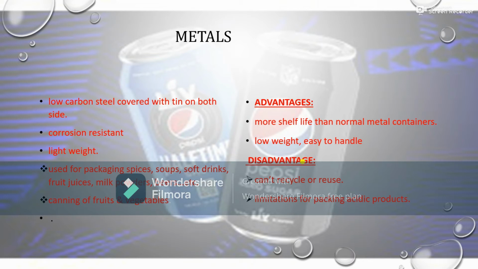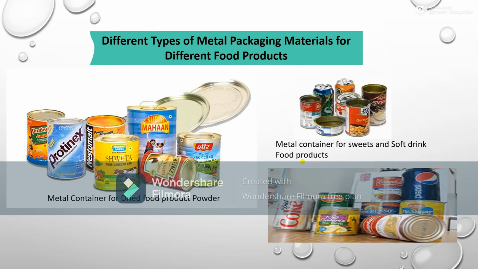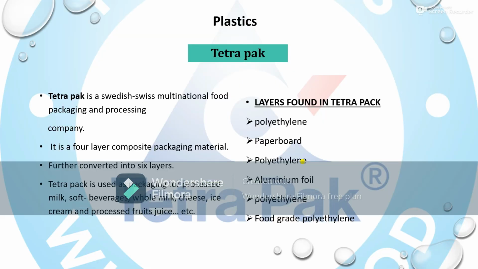What are the advantages of metal packaging? More shelf life. It has more shelf life than other packaging materials like plastic. It is low in weight, easy to handle. It cannot be used for acidic food. There is a limitation for acidic products because acid reacts with the metal. Different types of food have different types of packaging material. The food products where we can use metal packaging are metal containers for dried food powder, and metal containers for sweets and soft drinks.